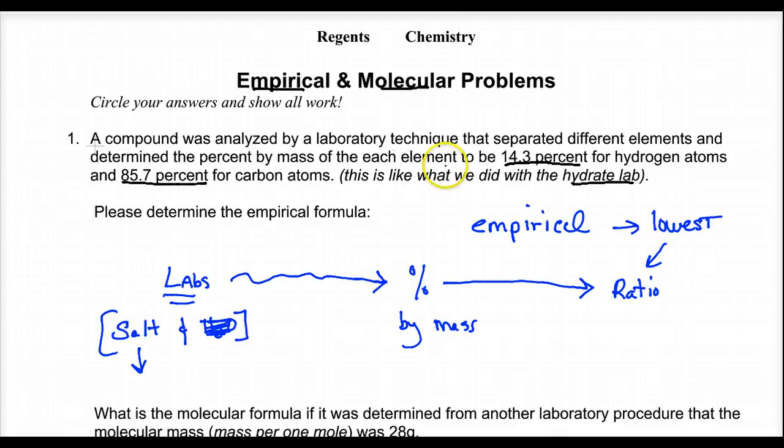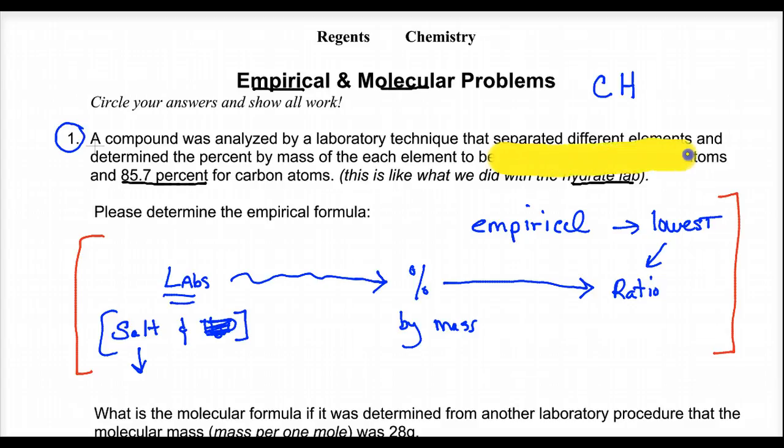Now, how do we get the percent by mass of different compounds? For instance, in number 1 here, I have carbon and hydrogen in my compound. We don't know how many atoms are bonded to each to make the molecule of carbon and hydrogen. What we do know is when we analyzed it by a technique very similar to what we did in the hydrate lab, we came up with percentages. We got 14.3% of the entire mass of the compound we studied to be hydrogen. And we also got the percent for the carbon.